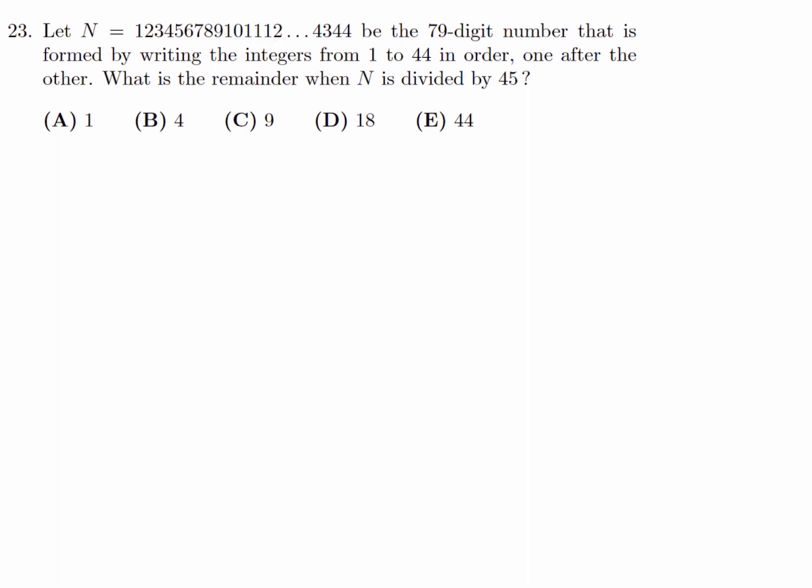Now, they want you to take that number divided by 45, and they're asking what is the remainder. All right, well, an integer is going to be divisible by 45, obviously, if it's divisible by its factors, which are 9 and 5.